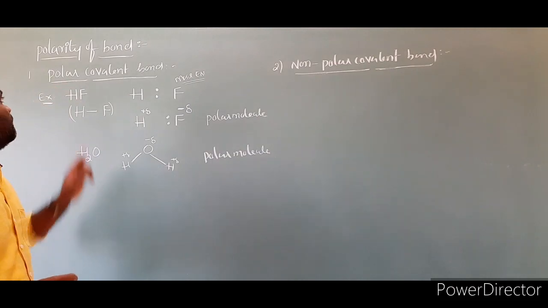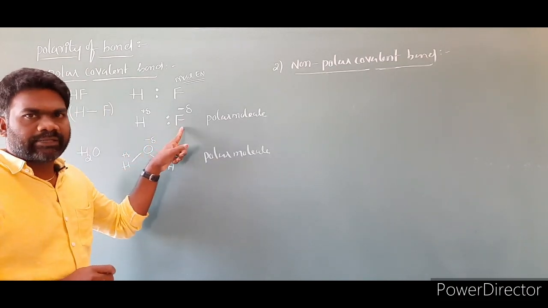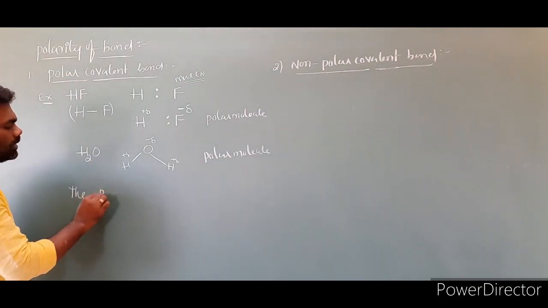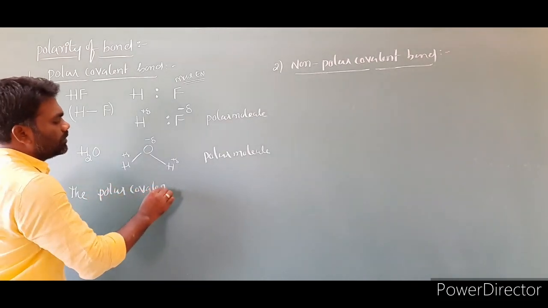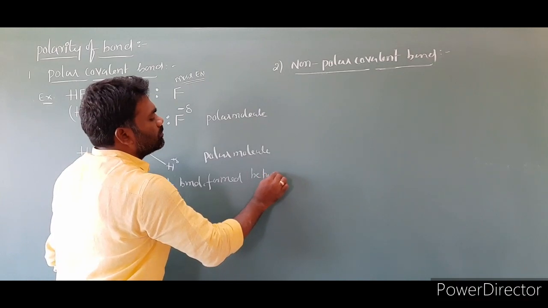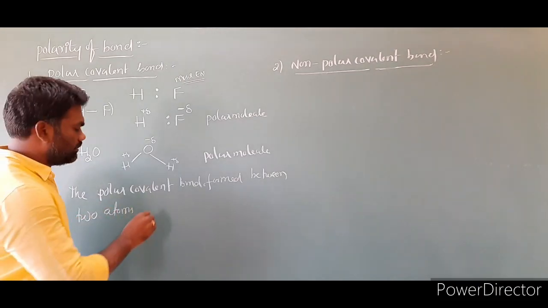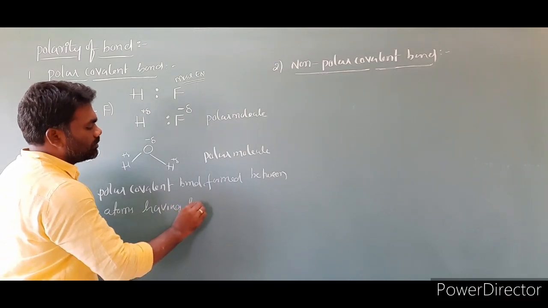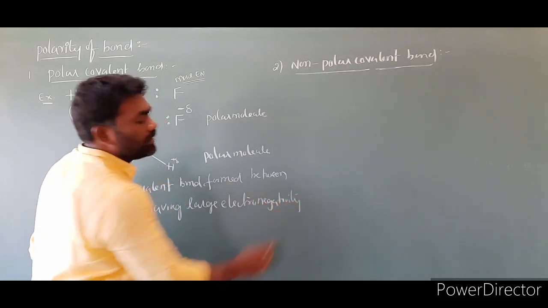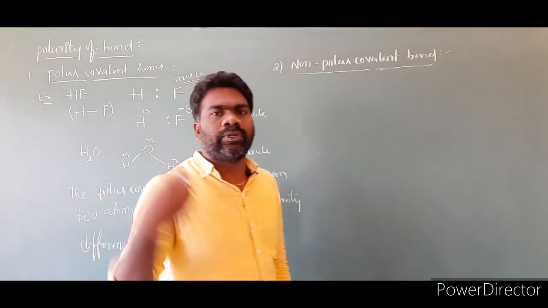So by taking this we can write the sentence: the polar covalent bond is formed between two atoms having large electronegativity difference. This is a polar covalent bond.